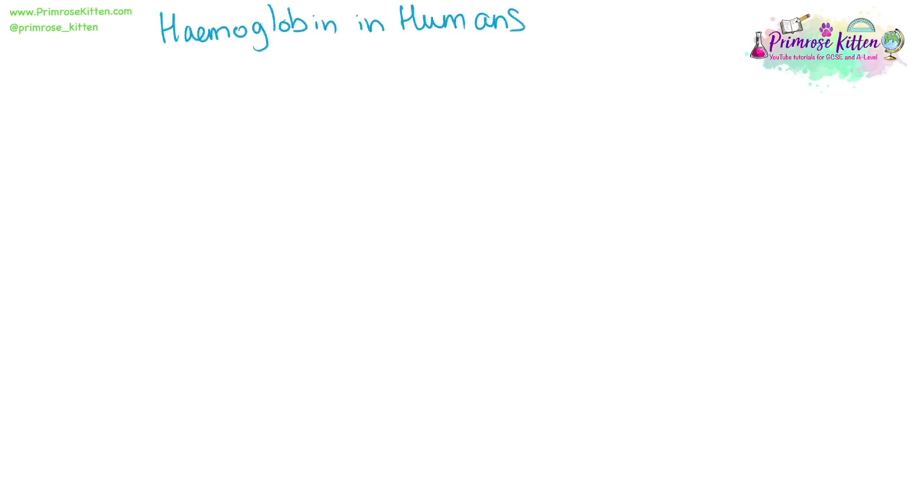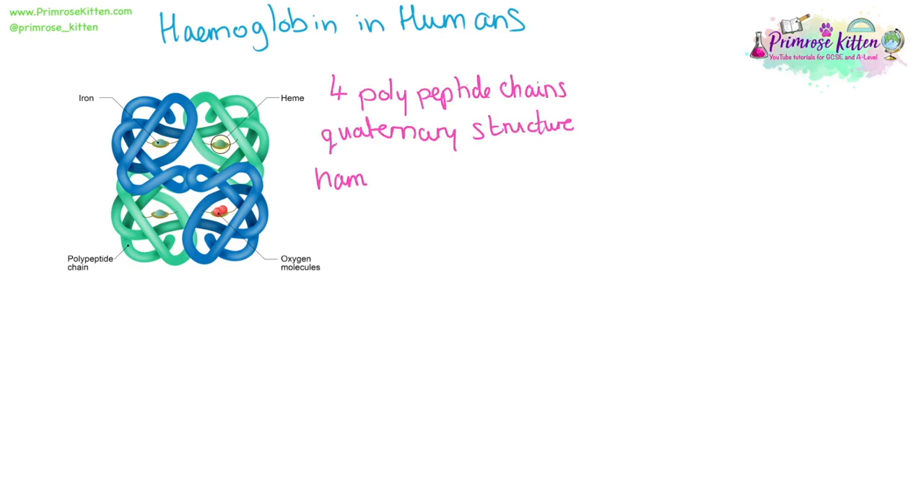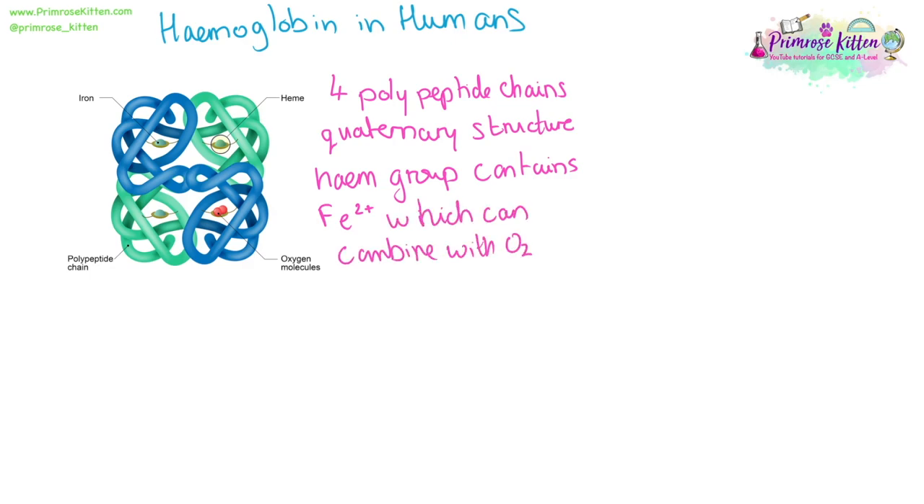Hemoglobin in humans consists of four polypeptide chains. This is a protein's quaternary structure. They have heme groups which contain iron 2 ions in. And the heme groups are the part that actually combines with oxygen. Hemoglobin will combine with four oxygen molecules in a reversible reaction.